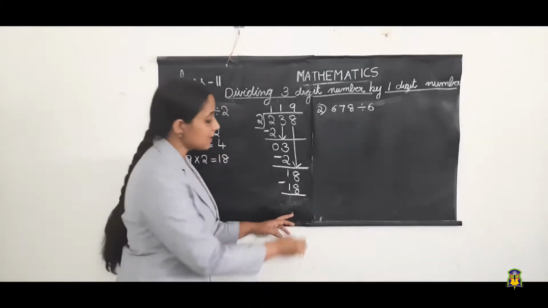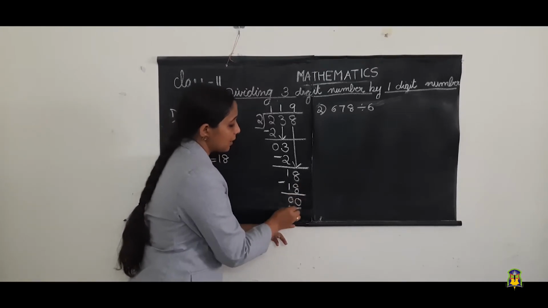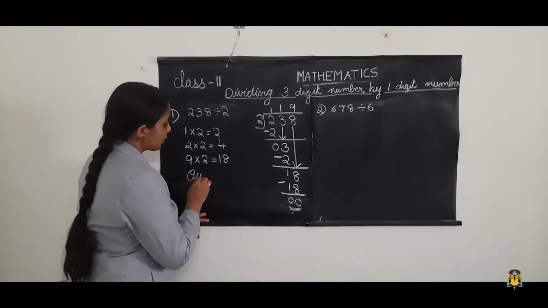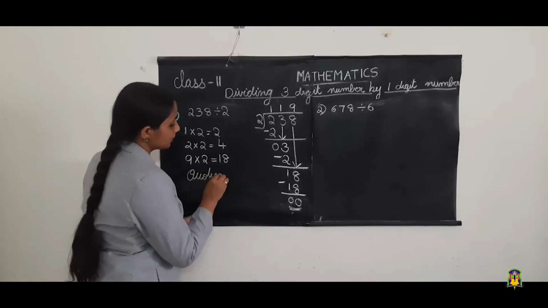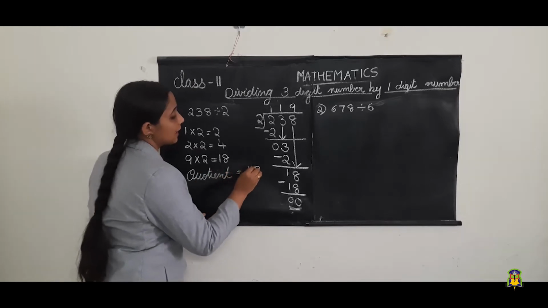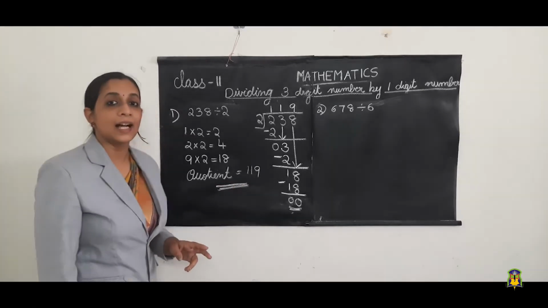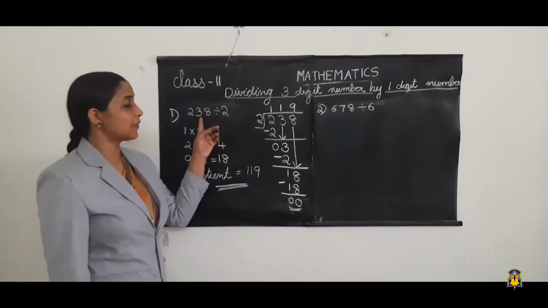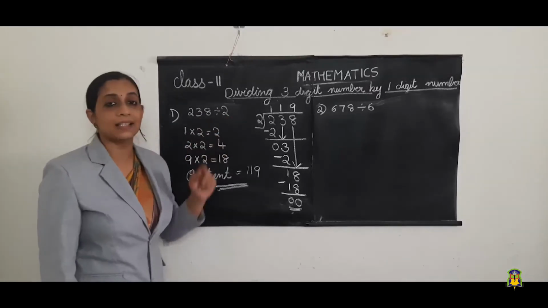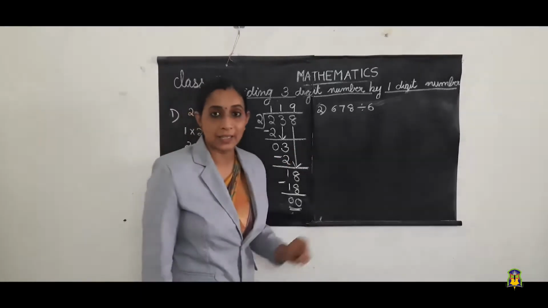8 minus 8 is 0. 1 minus 1 is 0. So we got the quotient as 119. What is the dividend here? The dividend is 238 and the divisor is 2. Okay, now let us move on to the next question.